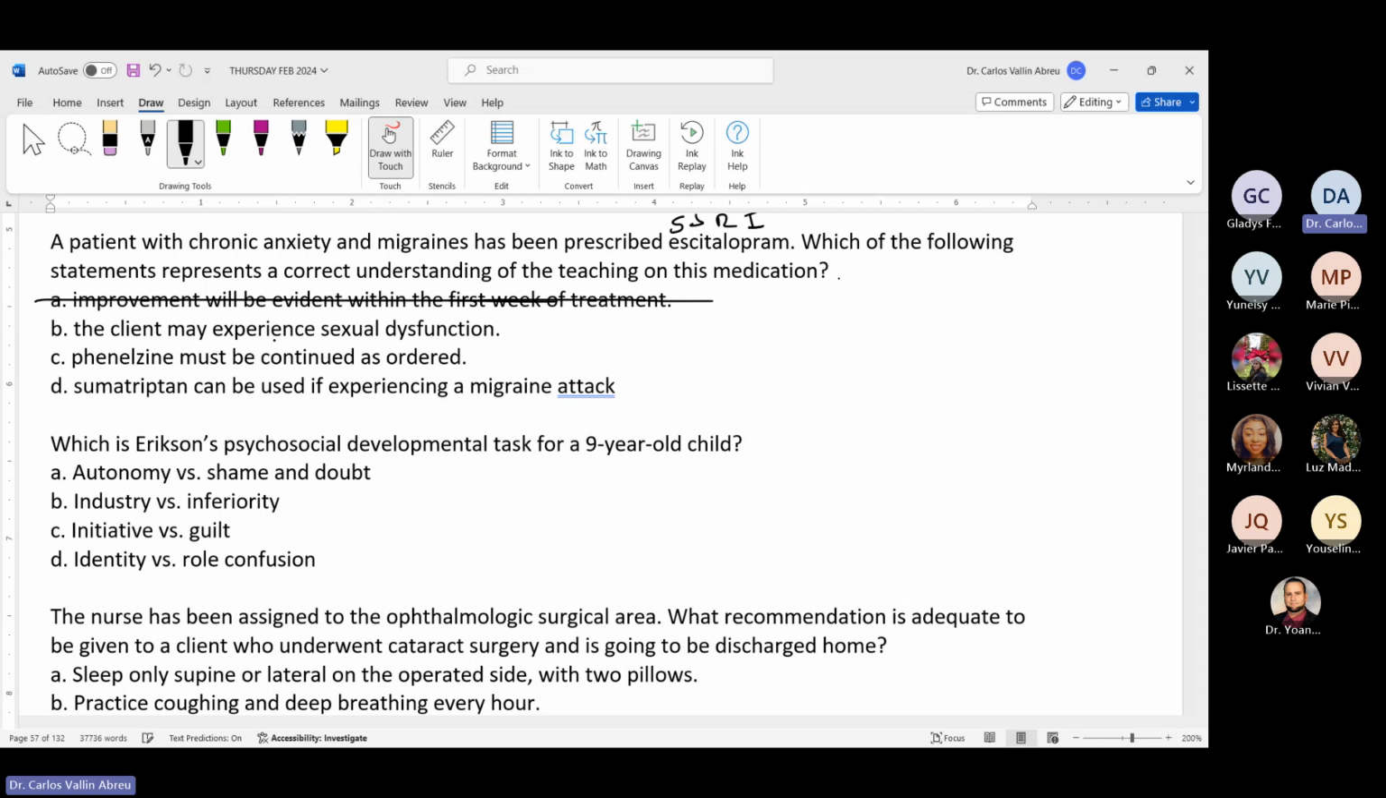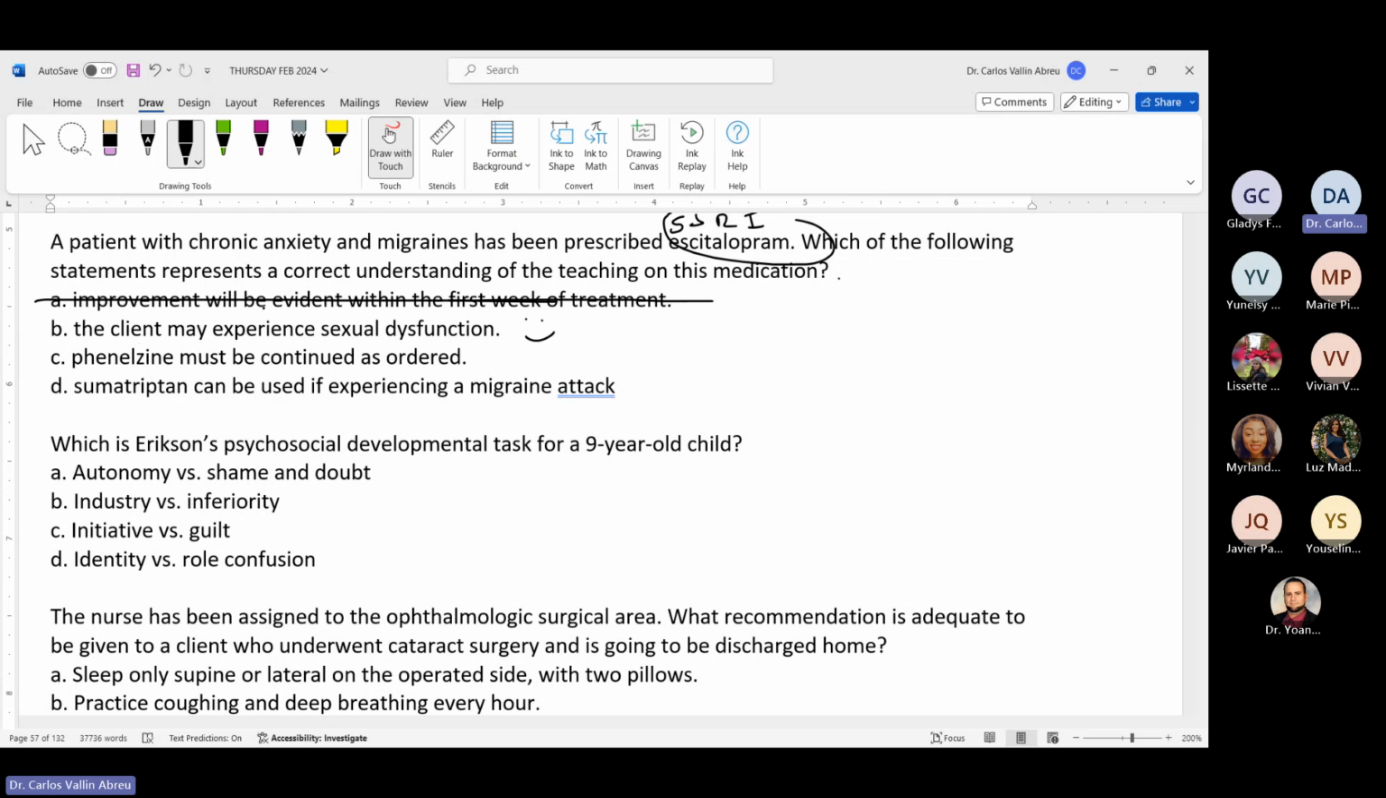The client may experience sexual dysfunction. You need to know that SSRIs frequently produce sexual dysfunction. Which kind? Decreased libido, impotence in males, and lack of orgasm, okay, in the client. So you need to warn the client that this is one of the prices to pay, okay, to improve other symptoms. So it could be the right option.